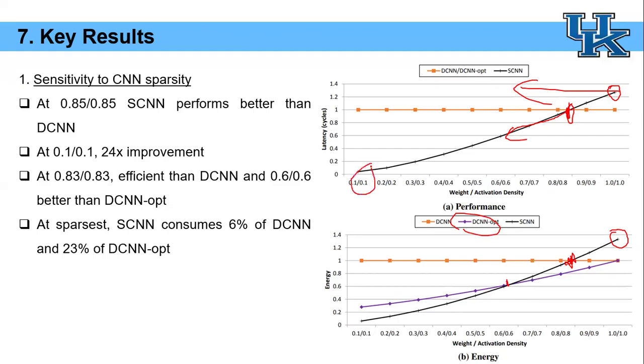So at the sparsest point, it has only around 6% of the energy consumption of DCNN, and 20% of DCNN optimized, right? So it had a 24 times improvement in performance compared to DCNN, right? So sparsity matters even for the SCNN.